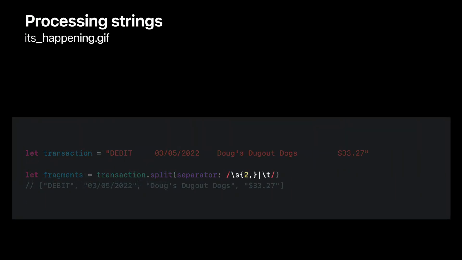Let's adapt our split approach from earlier to use a regex literal. The first portion matches 2 or more occurrences of any whitespace character. The second portion matches a single horizontal tab. And the pipe character denotes a choice between alternatives, giving us a field separator of either 2 or more spaces or a single tab.